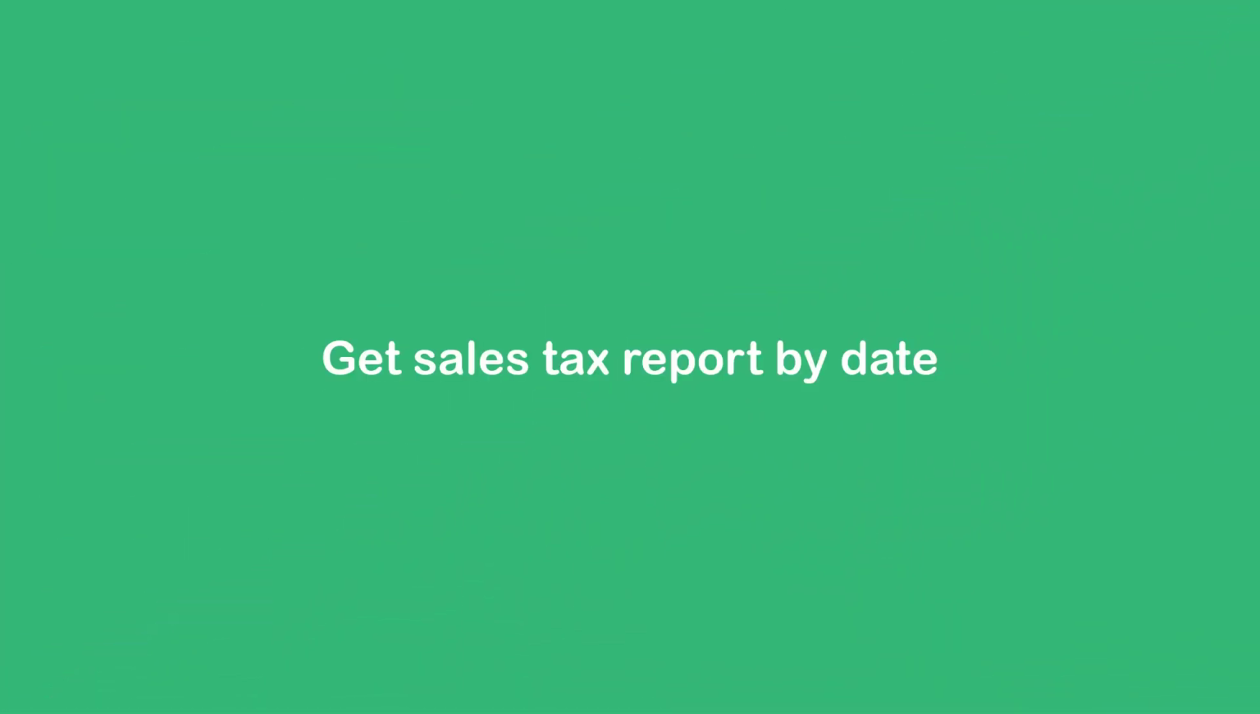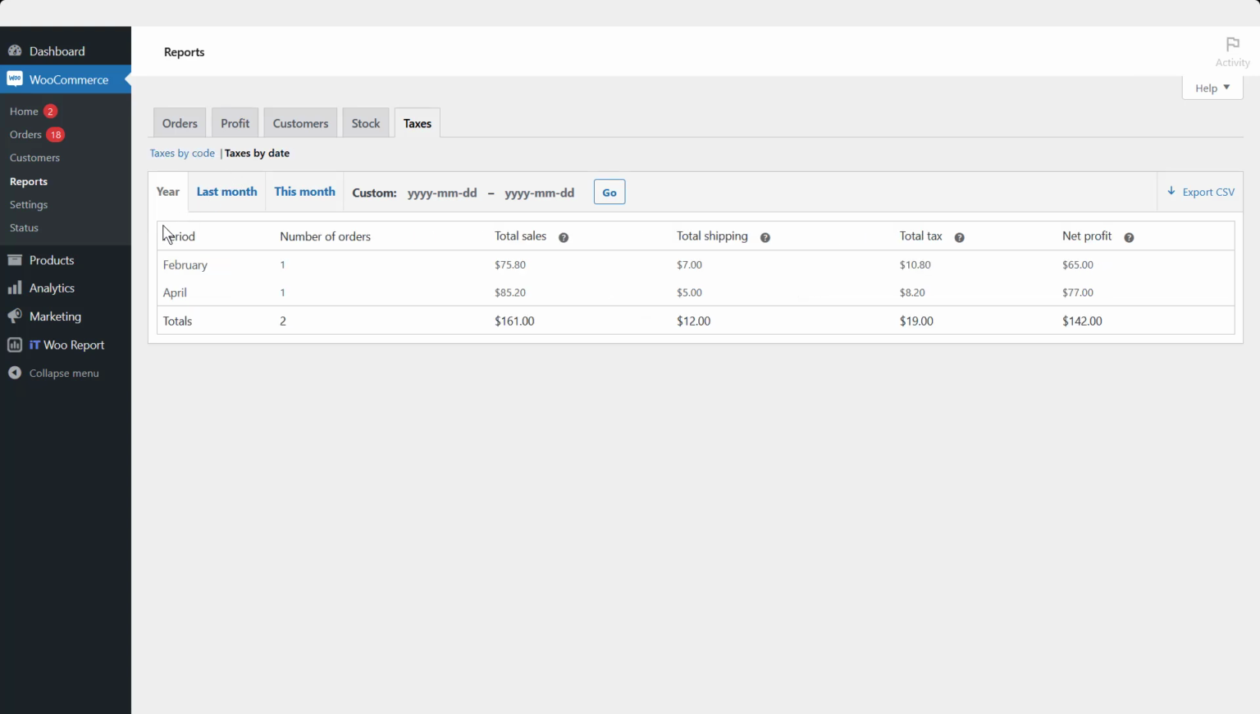Get sales tax reports by date. This report categorizes and lists all taxes based on different periods in the specified date. The columns of this report include period, the exact date on which tax was applied; number of orders, the total number of orders received in each period; total sales, the total amount of received orders; total shipping, the total amount of orders charged for shipping; and total tax, the total amount of tax applied to all orders in each period. And the last one is net profit, which means the subtraction of total tax from total sales.